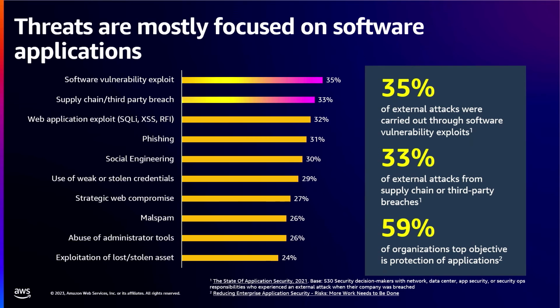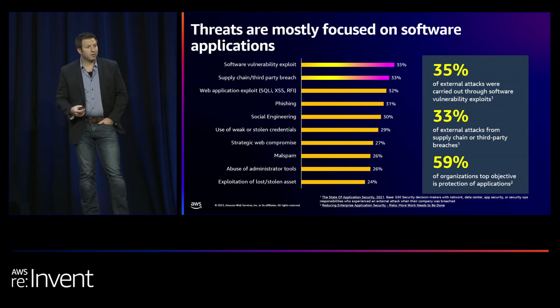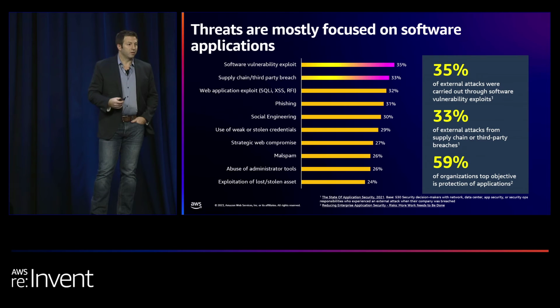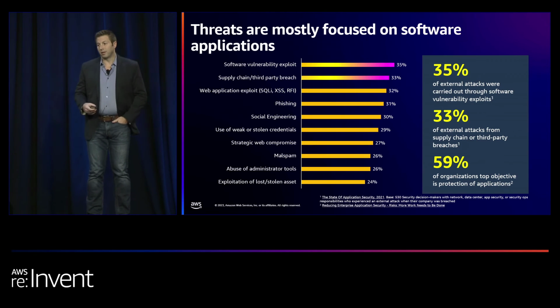So that being said, threats are mostly focused on software applications nowadays. In the State of Application Security in 2021, 35% of external attacks were carried out through software vulnerability exploits. The next closest was external attacks from supply chain or third-party breaches. So think like malicious packages from npm installs.